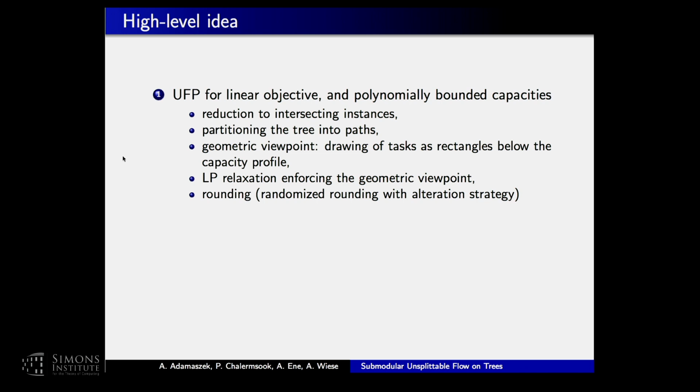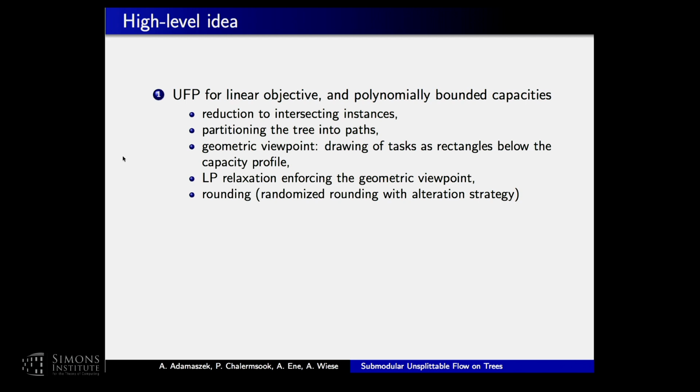And now we will assume that we have an intersecting instance, and we will partition our tree into a collection of paths. Then for every path, we will consider a geometric viewpoint. That is, not only will we care about the fact that all the tasks have to be routed via the path, but also every task will be considered as a rectangle where the height of the rectangle is the demand. And then we will want to find a drawing of all the tasks which will be routed via the given path. So that will add some additional constraints to our problem.